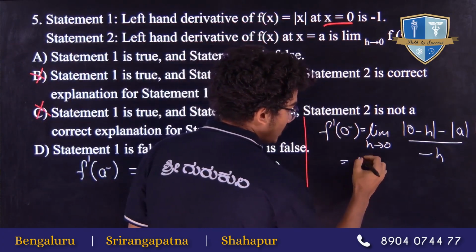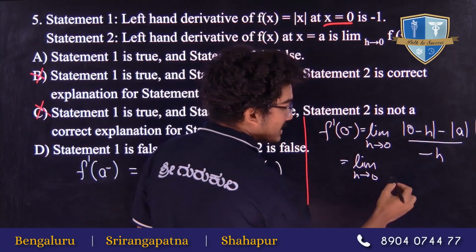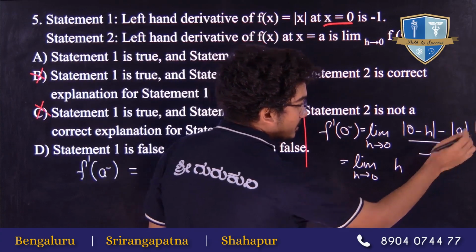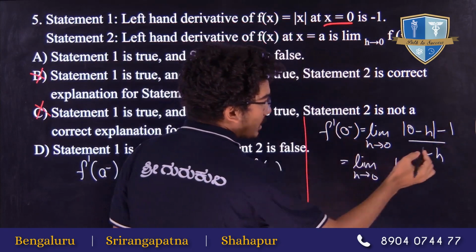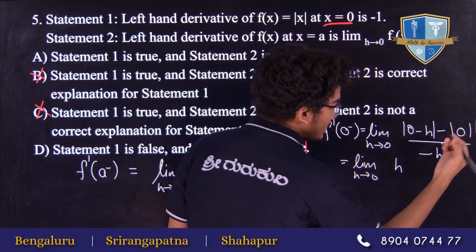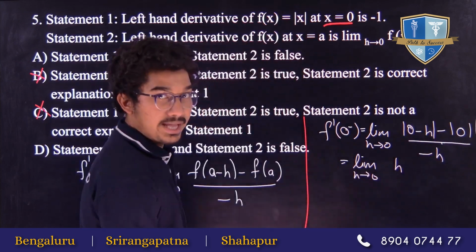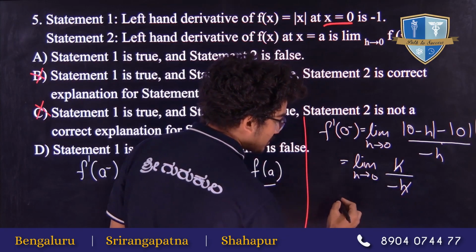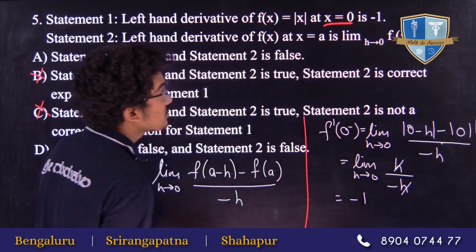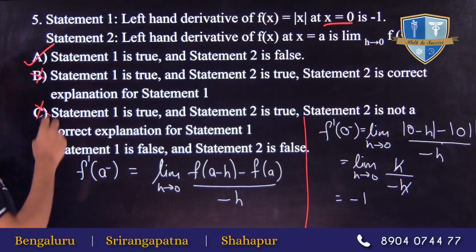So this is equal to limit h tends to 0, mod of -h will be h, and in this case a = 0, right? So it will be mod of 0, which is again 0. So the entire numerator will convert into h, and in the denominator we have -h. So h and h will cancel out. This is equal to -1. So statement 1 is true and statement 2 is false. So our correct option will be option A.